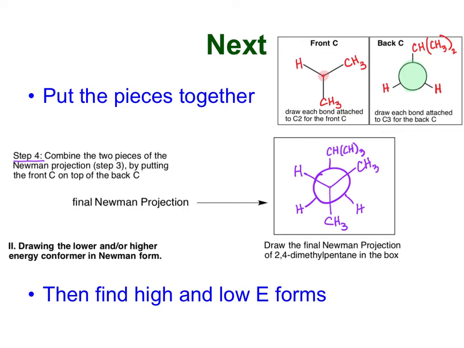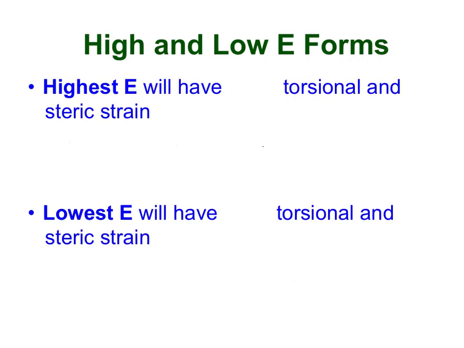We're going to draw the lower and higher energy conformer. So let's talk about how we're going to do that. As a reminder, we talked about highs and lows of energy forms for butane itself. The highest energy will have what kind of torsional and steric strain? Those are the two sources it could have, either torsional or steric.